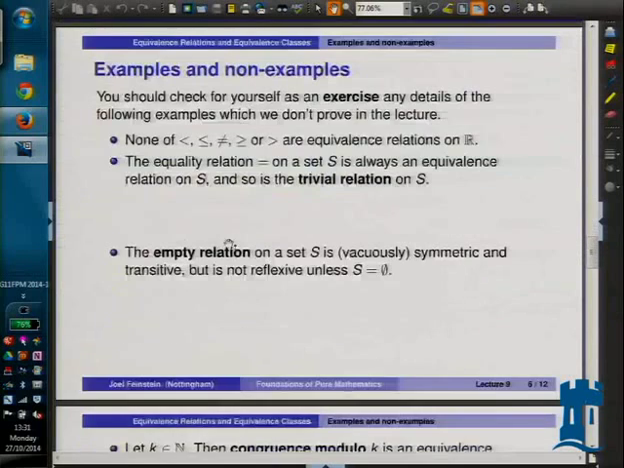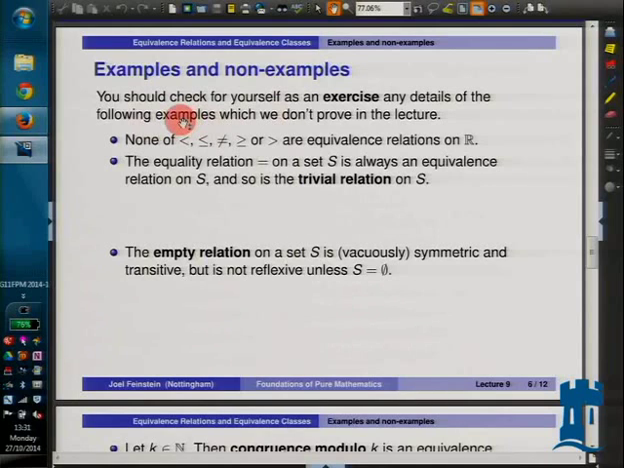Right, so let's have a look at some more examples and non-examples. So here are some standard ones on R. Less than, less than or equal, not equal, greater than. None of these are equivalence relations. Not equal is symmetric but doesn't satisfy the other ones. Less than or equal, less than, greater are not symmetric, but they are transitive, because that's the way order works.